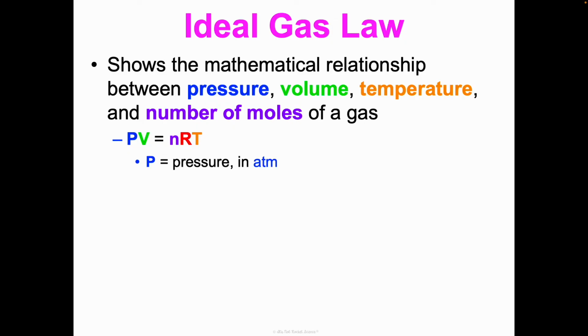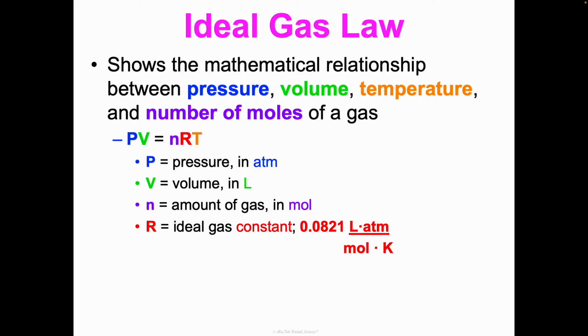P stands for pressure, V stands for volume, n is the amount of gas, R is a constant that will be given to you, and then T is temperature in Kelvin. Now, the constant in this case is 0.0821 liters times atmospheres divided by moles times Kelvin. Now, crazy unit, I know. This number is different depending on the units.